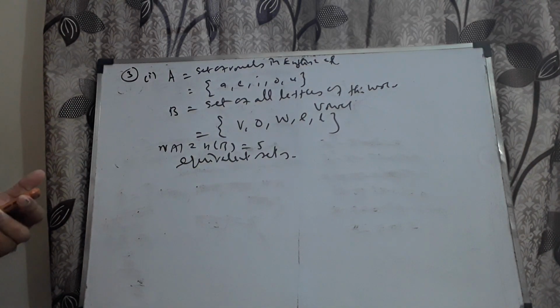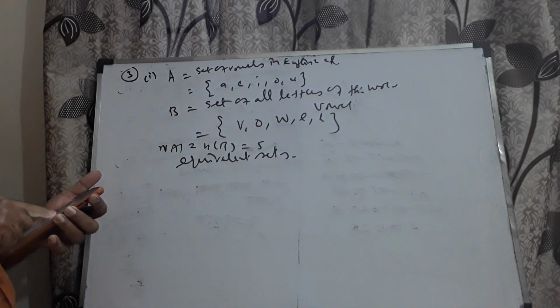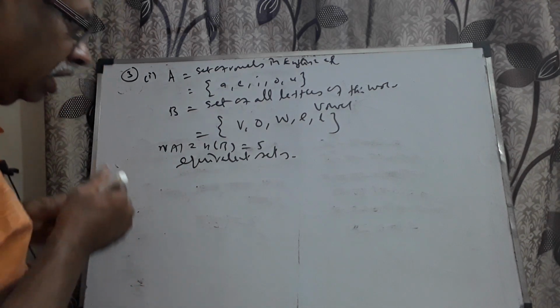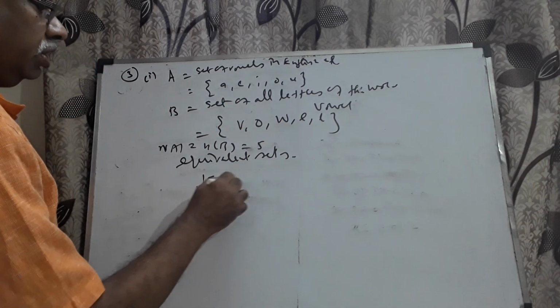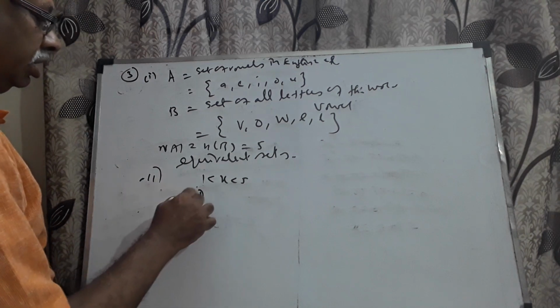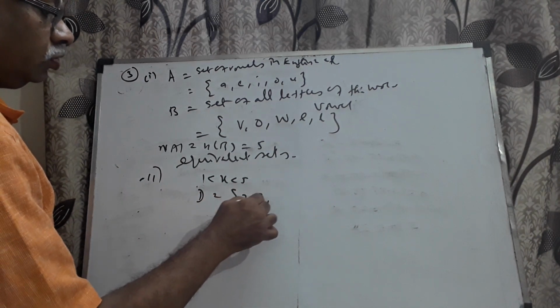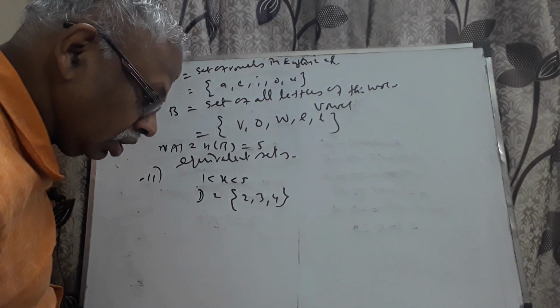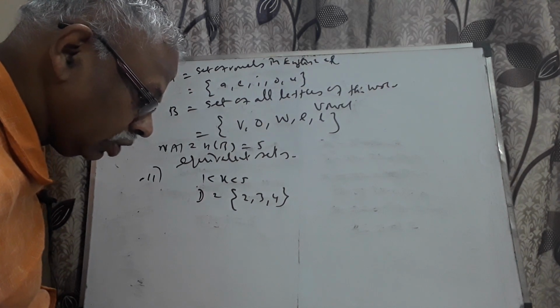Second one: C is equal to 2, 3, 4, 5. D is equal to the set of all x, x element of W, such that 1 less than x less than 5 is given. That is my D. How many elements are there? 2, 3, 4. There are 3 elements. Here he means to say 2, 3, 4, 5.